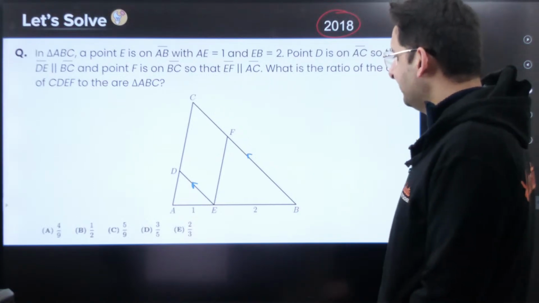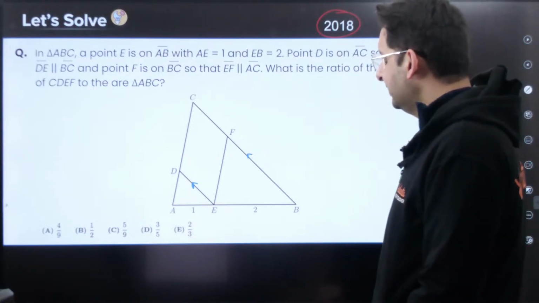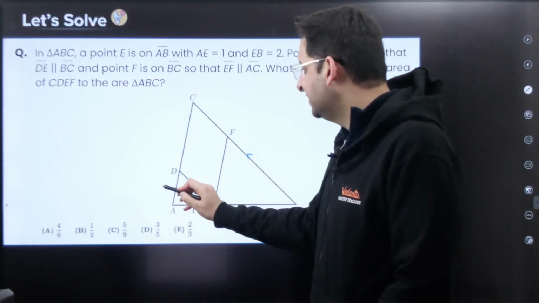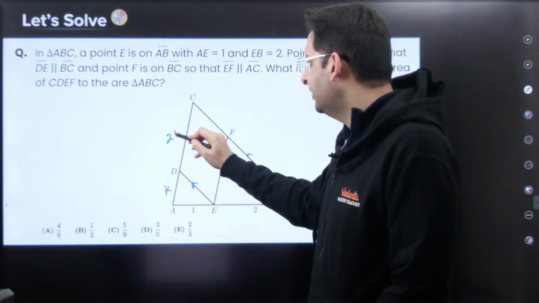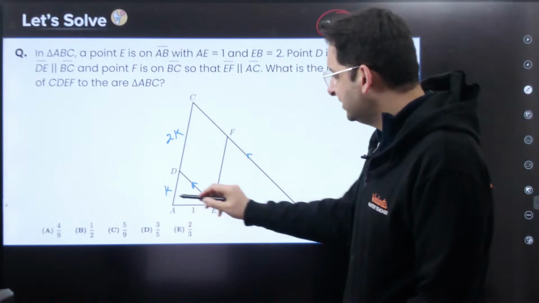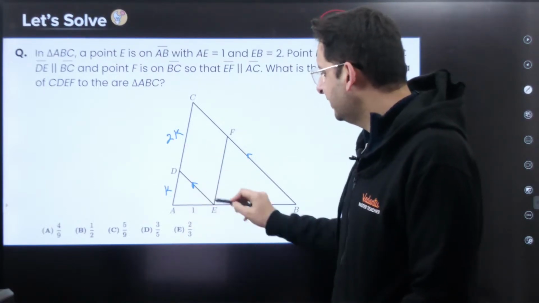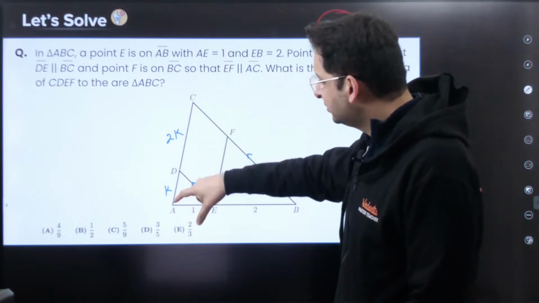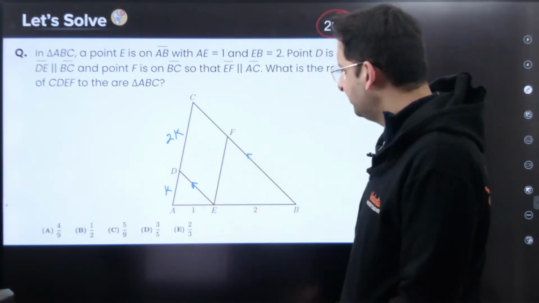Now guys, since this is 1 and this is 2, that means if this is K, this is 2K, because triangle AED and triangle ABC are going to be similar to each other. So if this is K, this is going to be 2K, because of the same ratio.